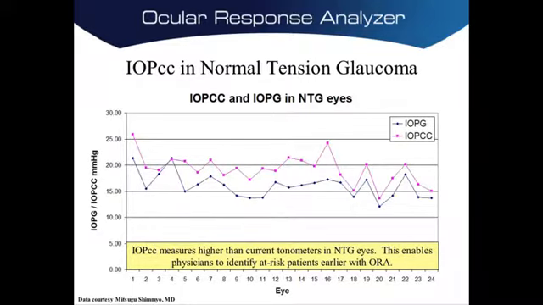When you look at the pressure measurements in these eyes, you see that there is an offset universally across the board in this population here of 24 NTG eyes. The IOPcc measurement is reading higher than the IOPG measurement all the way across the board, on average by about 2.5 millimeters of mercury, but sometimes as much as 7 millimeters of mercury.